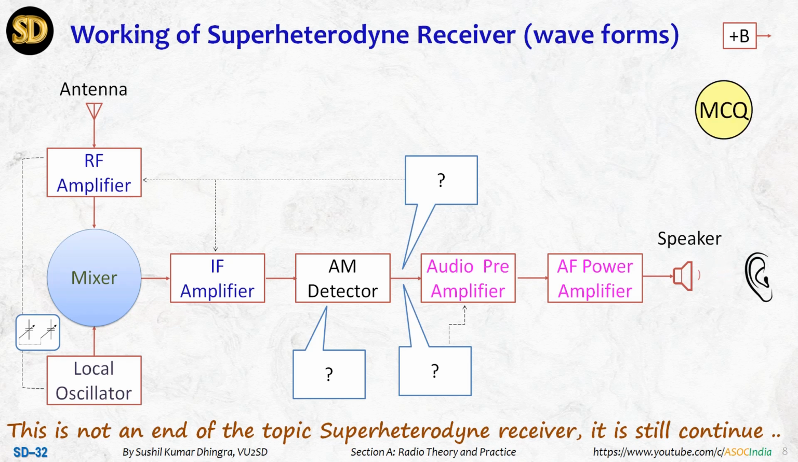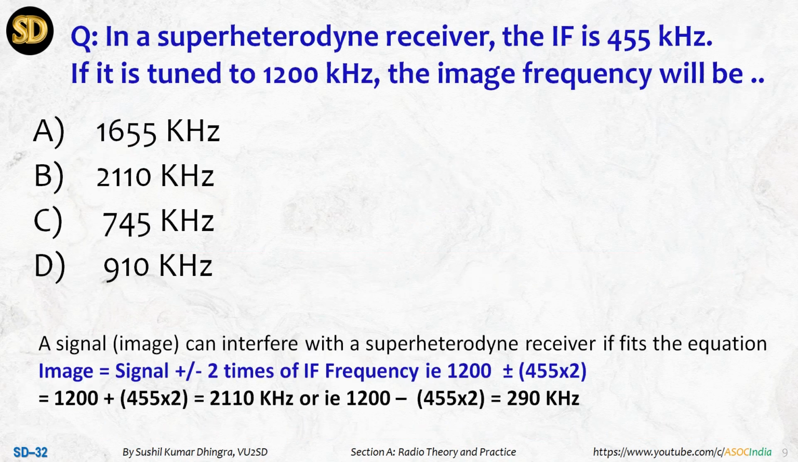Now it is time for an MCQ, multiple choice question, on whatever you have learned today. First, in a superheterodyne receiver, if the IF is 455 kHz and it is tuned to 1200 kHz, what will the image frequency be? A, B, C, D.